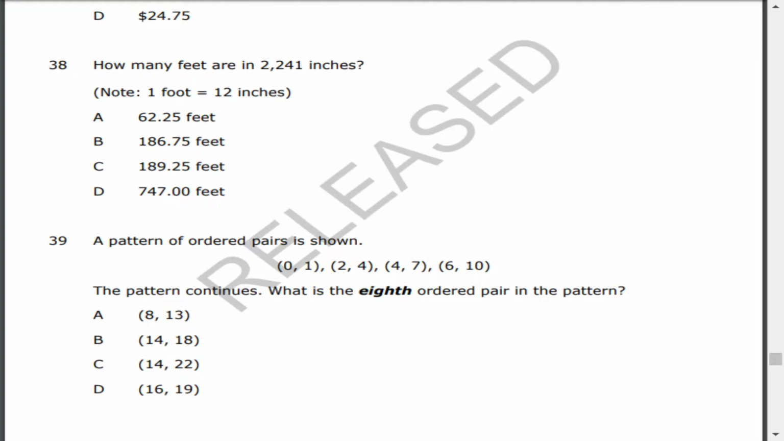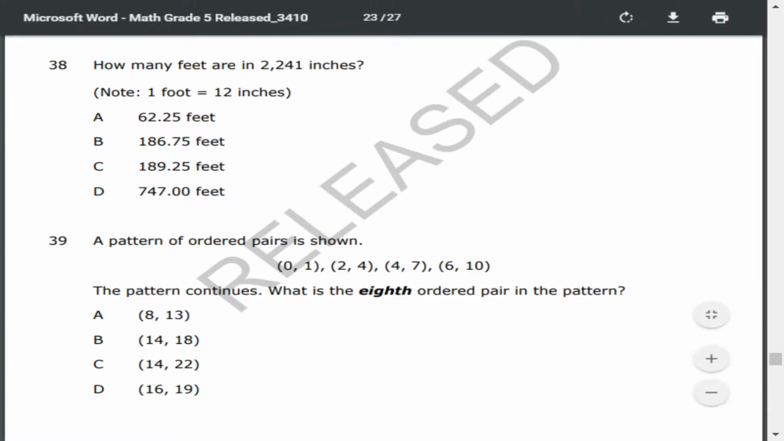All right, 38. How many feet are in 2,241 inches? And then it's just 1 foot to 12 inches. 1 foot is equal to 12 inches, is what it says. So, what do we have to do here?